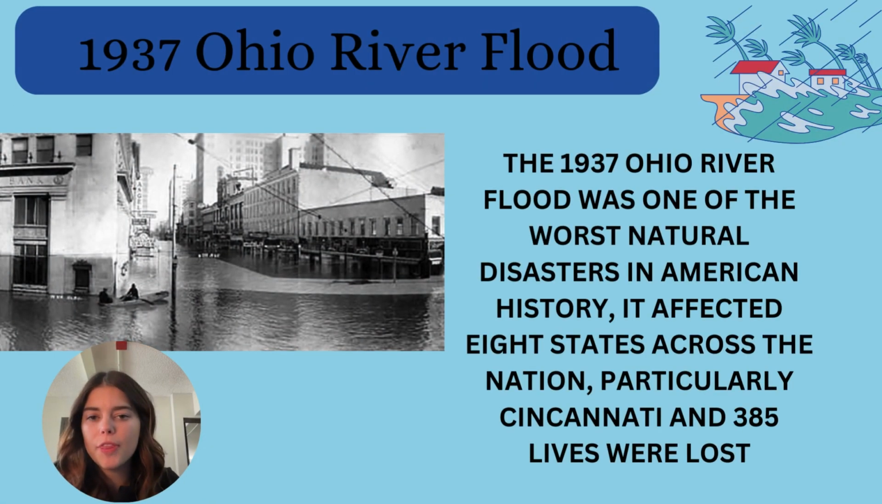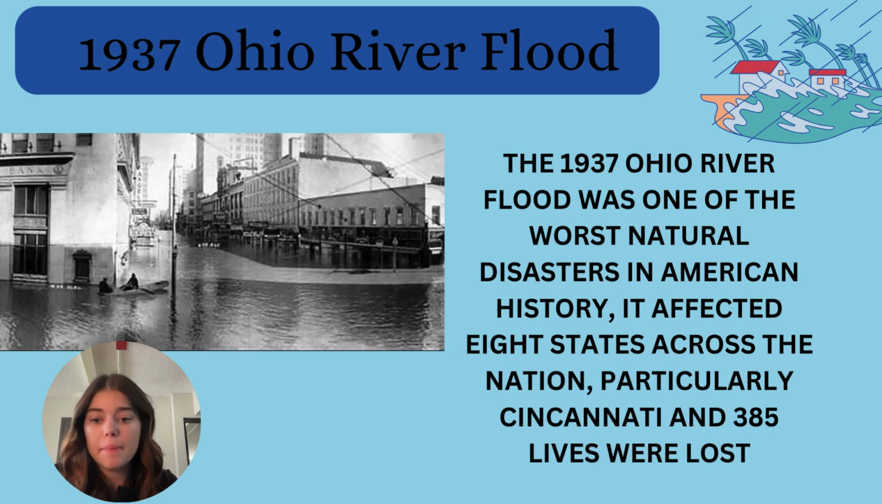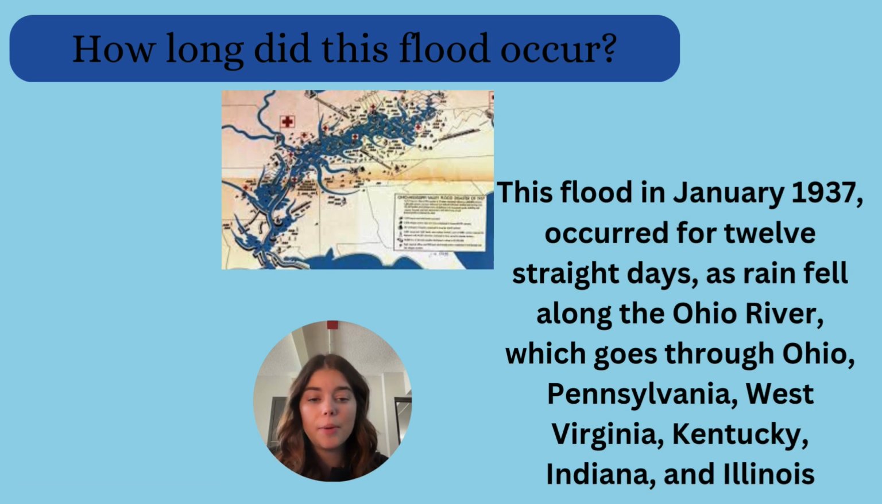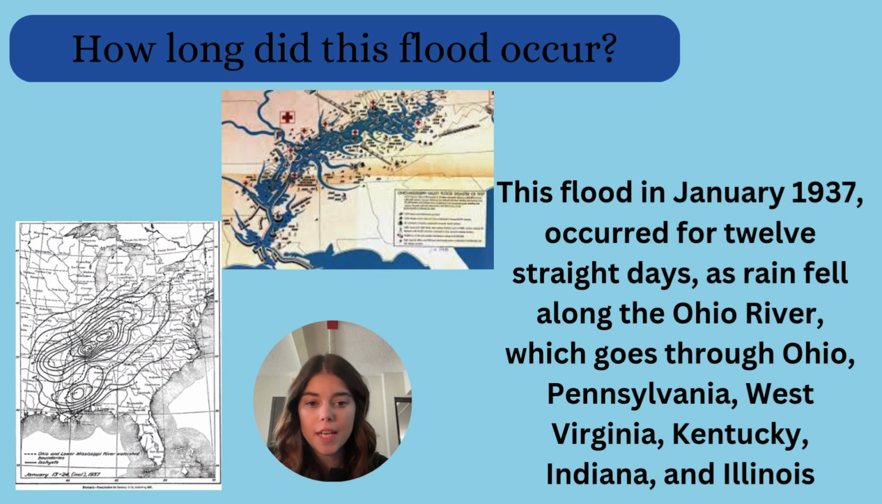So, going into what the Ohio River flood was, it was one of the worst natural disasters in American history. It affected 8 states across the nation, particularly in Cincinnati, and 385 lives were lost. This flood occurred in January 1937 and it rained for 12 straight days along the Ohio River. The Ohio River falls through Ohio, Pennsylvania, West Virginia, Kentucky, Indiana, and Illinois.